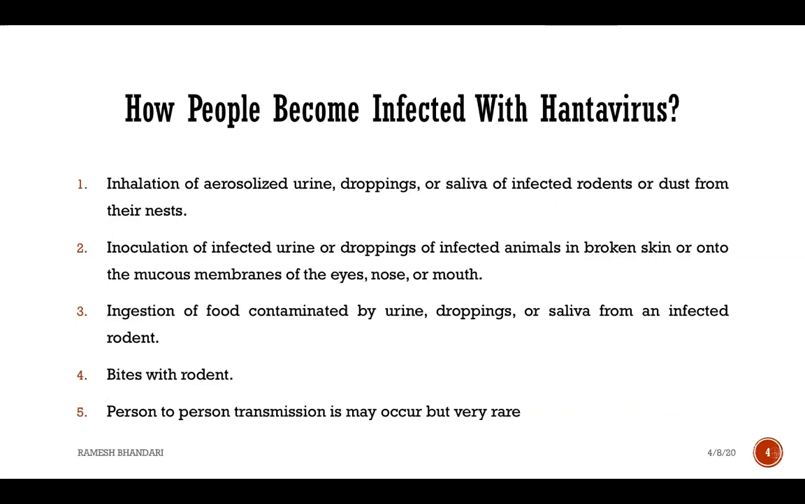Now, how do people become infected with hantavirus, or what is the mode of transmission? There are different modes of transmission of hantavirus to human beings. The first method is that persons get infected when they inhale aerosolized urine, droppings, or saliva of infected rodents.